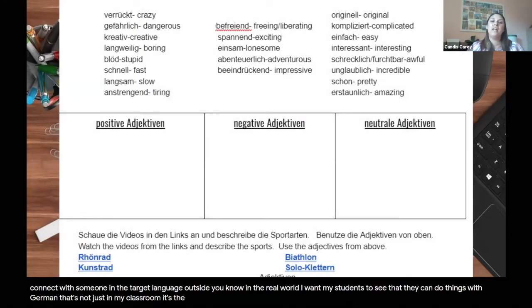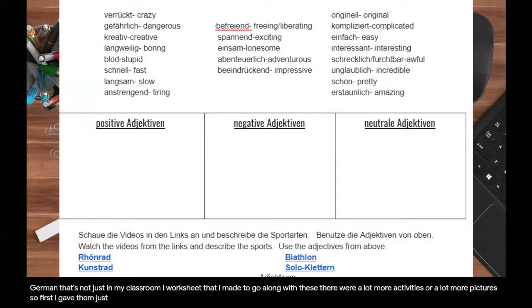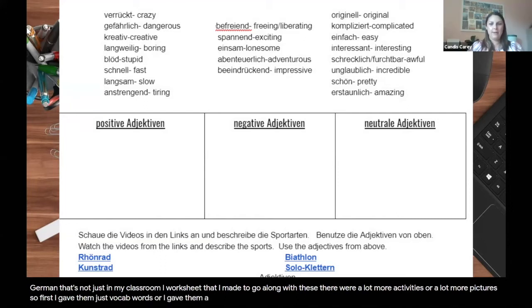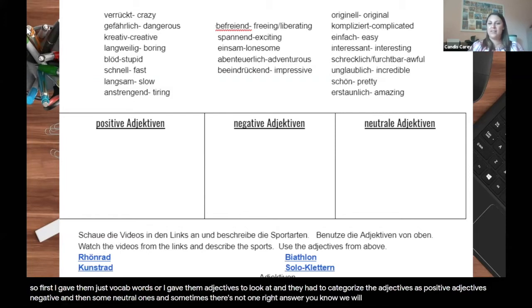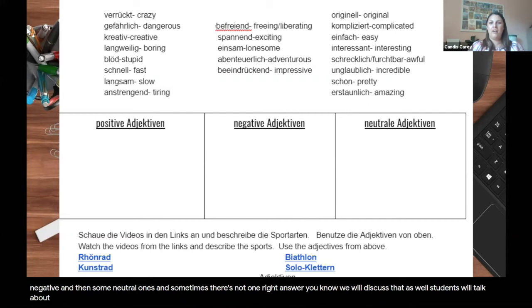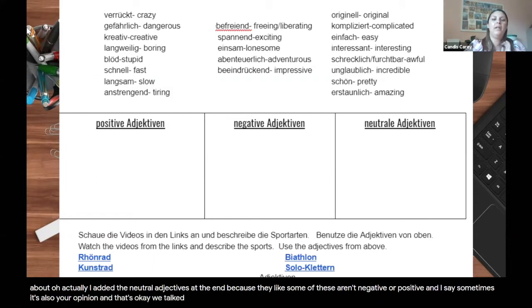Here's the worksheet that I made to go along with these. There were a lot more activities or a lot more pictures. So first I gave them just vocab words, or I gave them adjectives to look at. And they had to categorize the adjectives as positive adjectives, negative, and then some neutral ones. And sometimes there's not one right answer. You know, we will discuss that as well. Actually I added the neutral adjectives at the end because students said some of these aren't negative or positive, and I say sometimes it's also your opinion, and that's okay. We talk about their opinions.